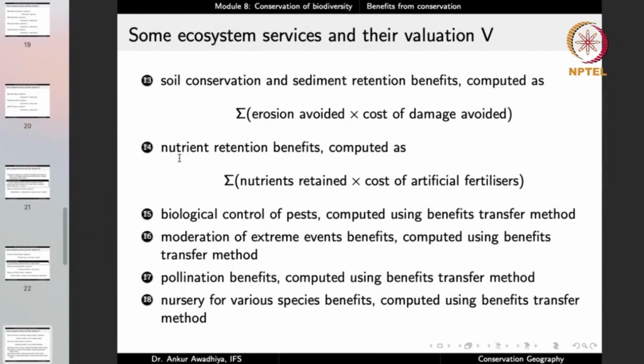Then nutrient retention benefits can be computed as the sum of nutrients that are retained multiplied by the cost of artificial fertilizers.